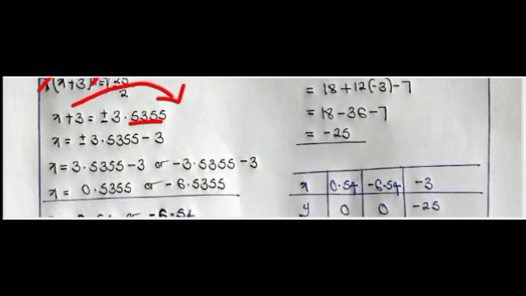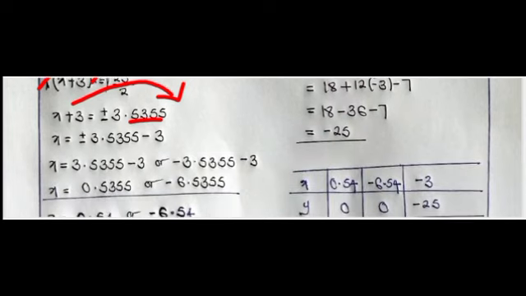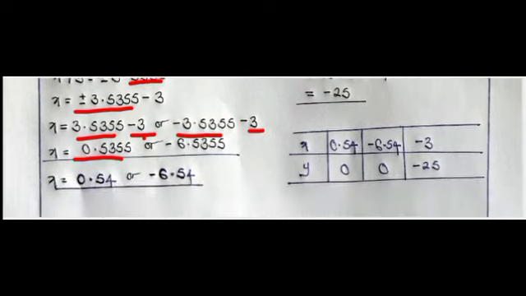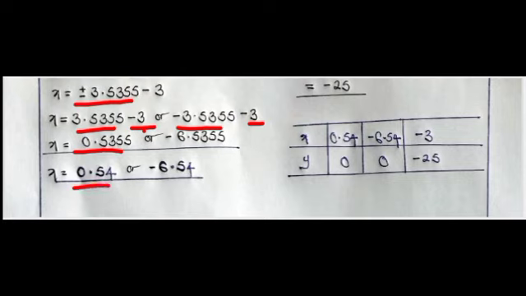This positive 3 is going to go on the other side, and we have negative 3. Then we pick one part; one part is positive and the other part is negative. So our positive is this one and our negative is this one, with negative 3 and negative 3. Punching that in the calculator, we get 0.5355 or negative 6.5355. When we round off to 2 decimal places, we get 0.54 and negative 6.54. That's the second part of the question.